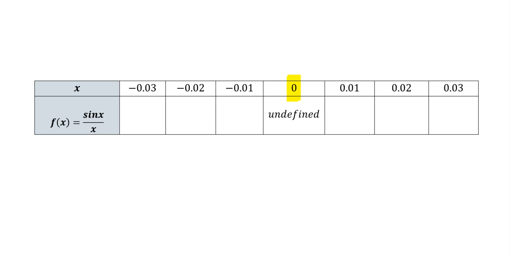We have what x is approaching directly in the middle. We have this xy table, and then I chose values of x that are getting closer to 0 from the left side of 0 and the right side of 0. So I chose negative 0.03, negative 0.02, negative 0.01, and then 0.03, 0.02, and 0.01.